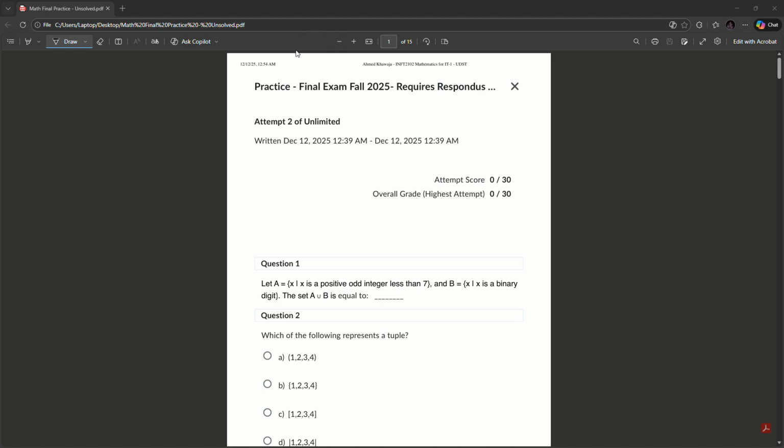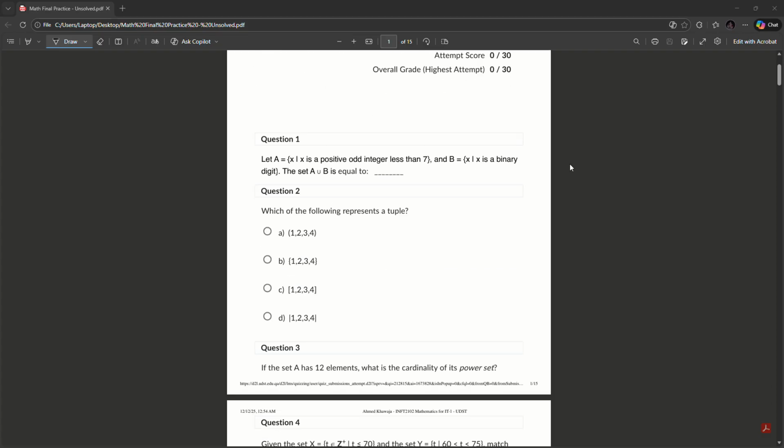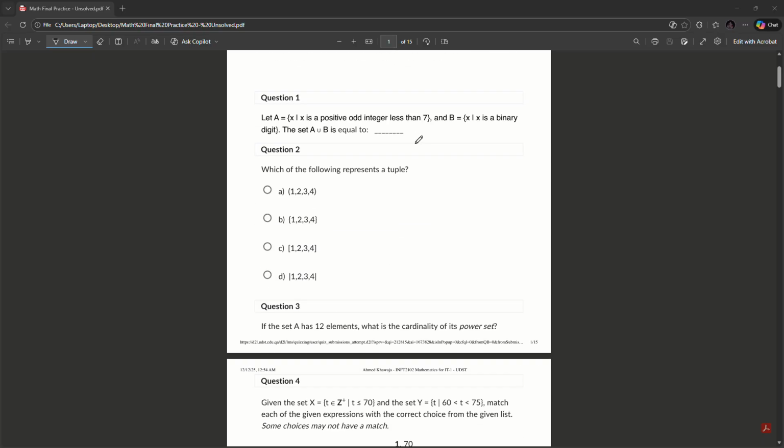Okay, so now what I'm going to do is go over all of the questions in the practice final given to me by someone, and largely they should be the same concepts, except just with different numbers, right?